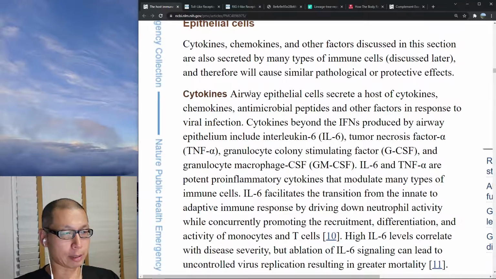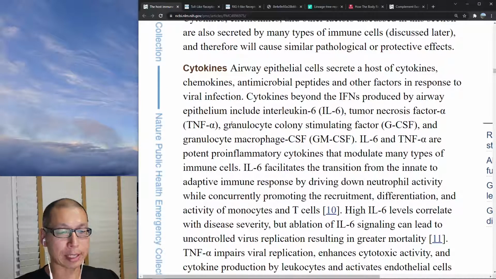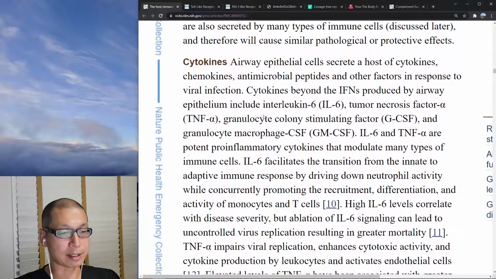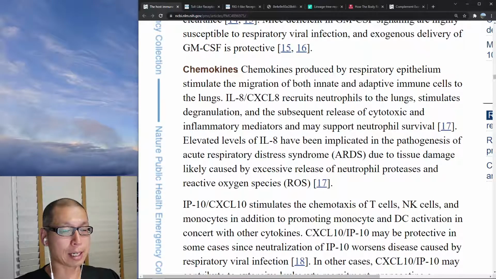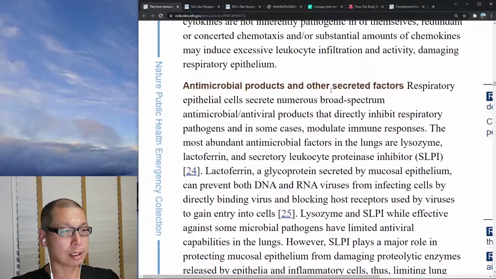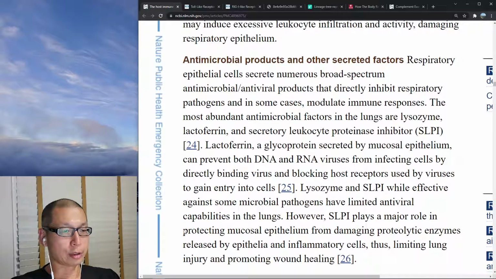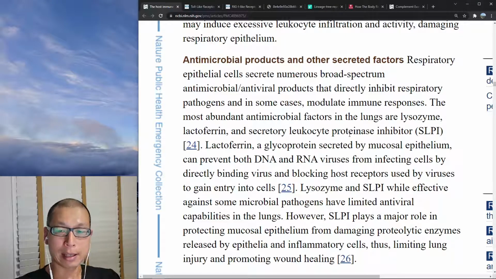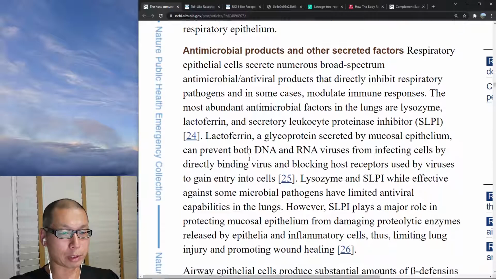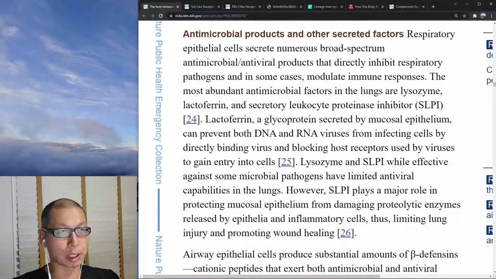So yeah, they're talking about how the epithelial cells, the cells lining the nose and the lungs and things like that, will start producing a bunch of cytokines too. And chemokines are like cytokines, except they just attract white blood cells to come there, the neutrophils and things. So this is talking about things like lysozyme, lactoferrin, and secretory leukocyte proteinase inhibitor. These are those things that are in the barrier, in the mucosa, and these things will kind of neutralize a lot of the viruses.